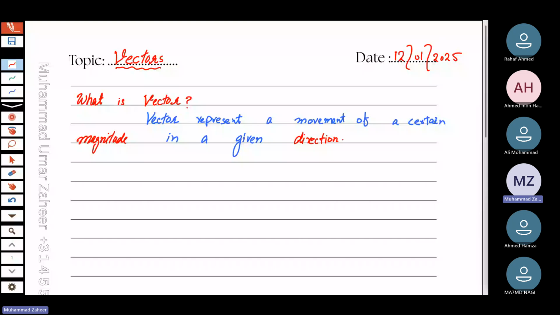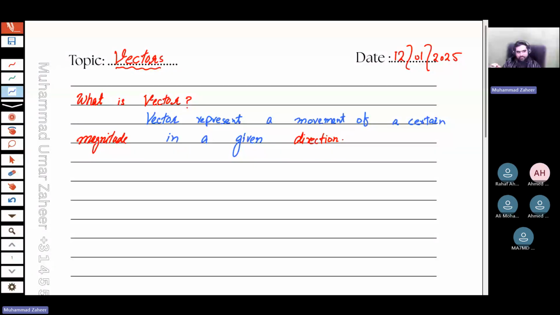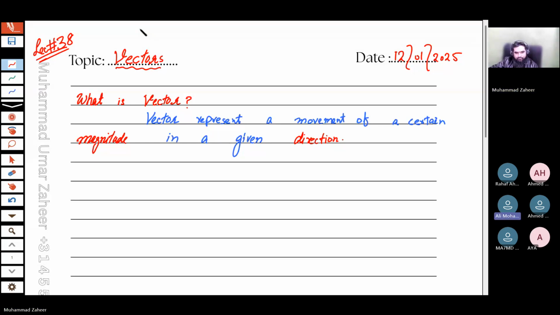In the vectors, basically, does anyone have an idea? Ali Muhammad, do you have an idea what is a vector? Ali Muhammad, what is a vector? I don't know the definition. Okay, mister, you don't know the definition.